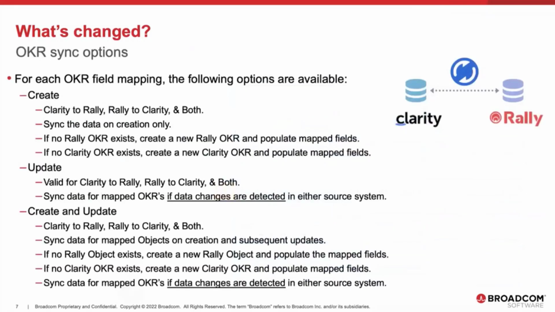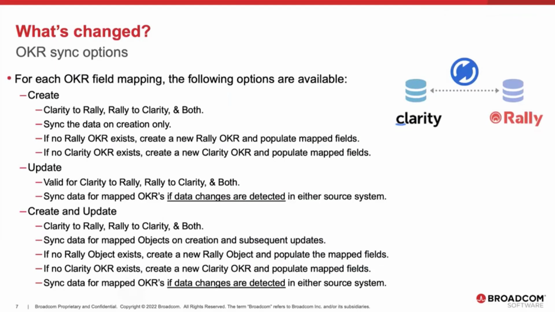Continuing on what's changed, you control how the integration syncs Clarity and Rally. As I mentioned, the existing sync jobs have been updated to support populating Clarity and Rally OKR fields based upon the configured sync direction. Now these create and update options have not changed. However, they have been updated to support OKRs. So you can create new Clarity or Rally OKRs.